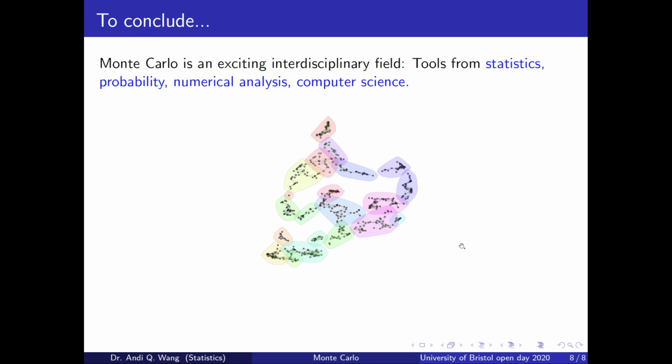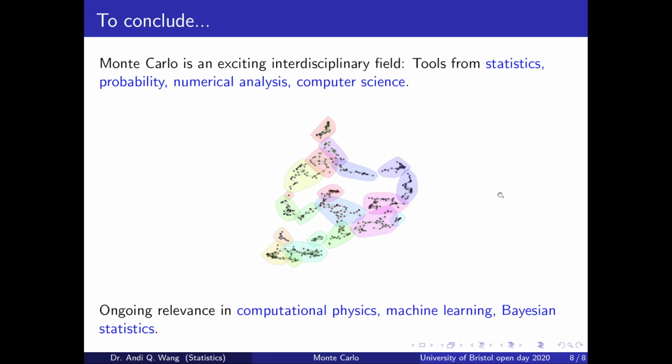And so today I've introduced you to the heart of Monte Carlo, which is to use a random scheme and then some kind of averaging to approximate quantities we're interested in. And Monte Carlo itself is a highly interdisciplinary field which draws tools from statistics and probability and also numerical analysis and computer science. And now is a particularly exciting time to be thinking about Monte Carlo because such methods have very wide application in all kinds of applied science such as computational physics, as well as modern algorithms in machine learning and Bayesian statistics more generally.